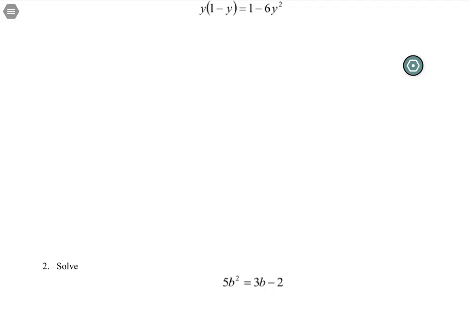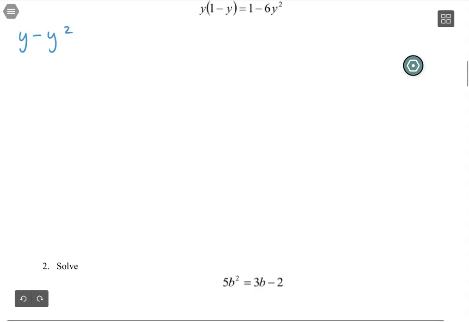Second thing is it only applies if you have your quadratic equation written in standard form, which is that ax squared plus bx plus c equals 0 type form. So I'm going to go ahead and first distribute. So I get y minus y squared equals 1 minus 6y squared. And then we need to set everything equal to 0.